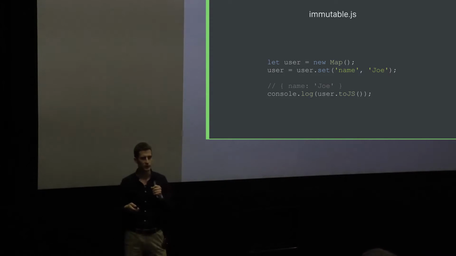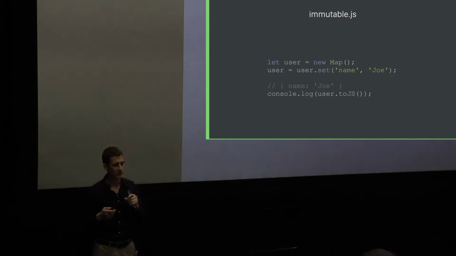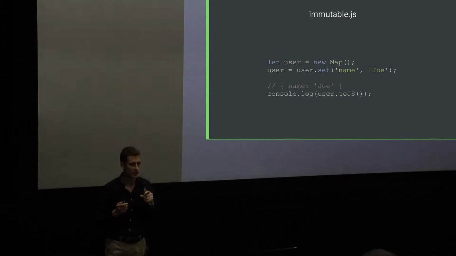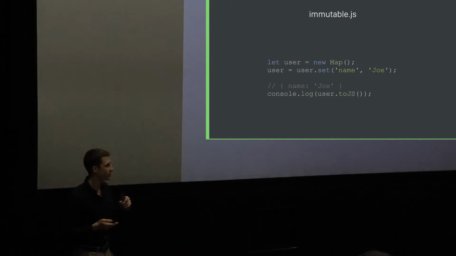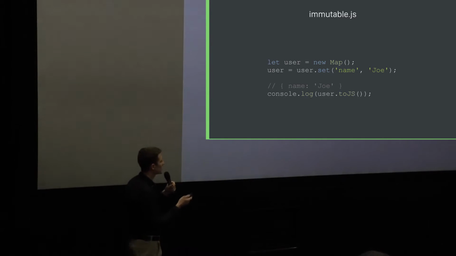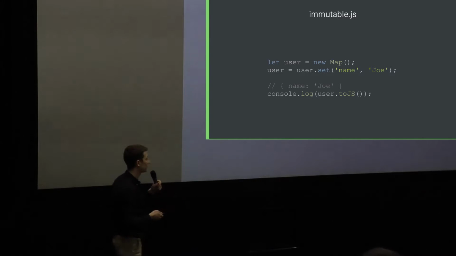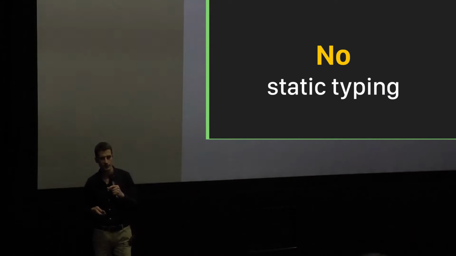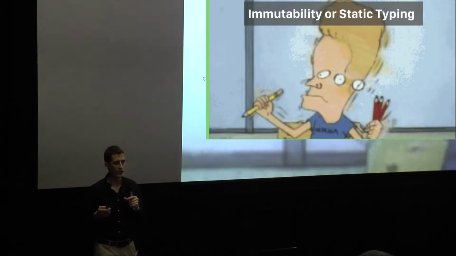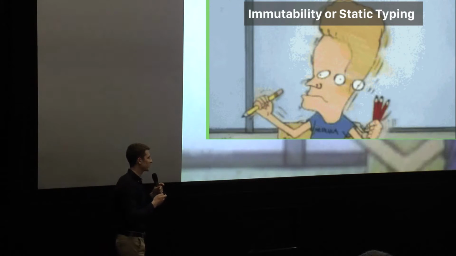However, here it is going to be hard to apply static typing because the keys of the map, they are strings. And well, our IDEs and text editors cannot be very smart, helping us with auto-completion, for instance, for the name property of the map. So we don't have static typing in this case. And now we should choose whether to use immutability or static typing. But actually, we can have both.